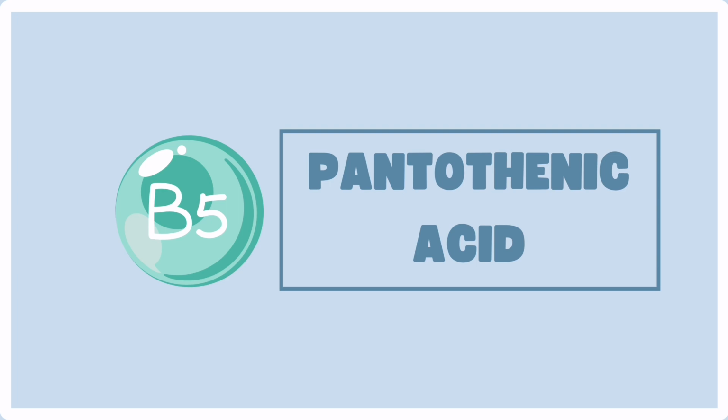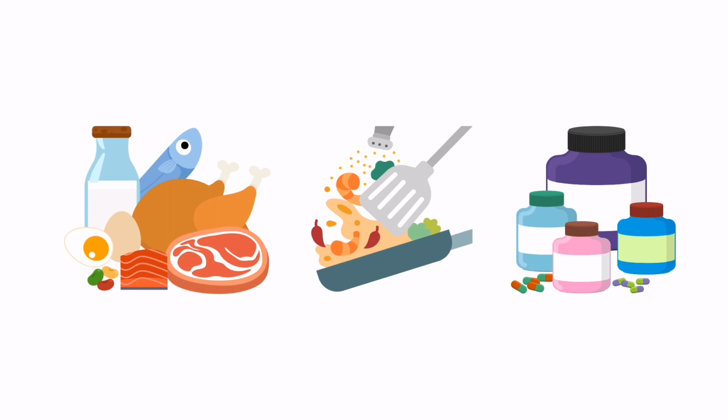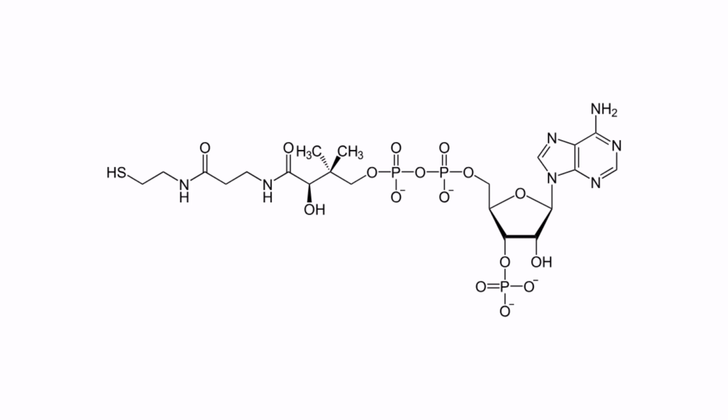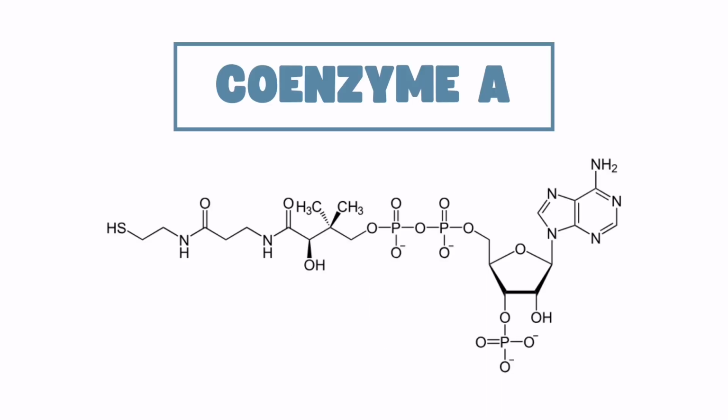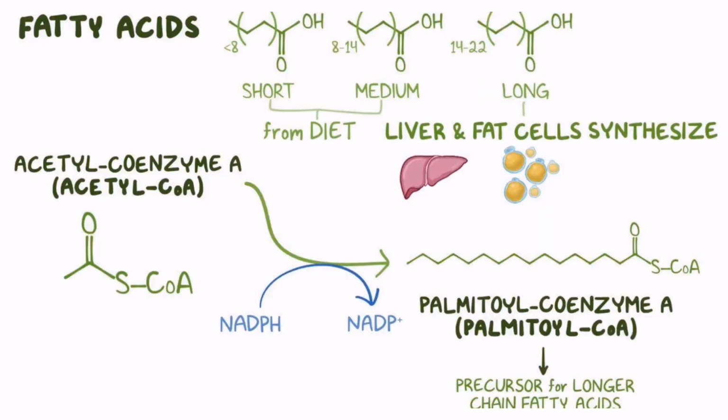Number 3, pantothenic acid. Pantothenic acid is an essential nutrient found naturally in some foods, added to others, and accessible as a dietary supplement. This water-soluble B vitamin is primarily involved in the formation of coenzyme A and acyl carrier protein. Pantothenic acid is a component of coenzyme A, which is essential for fatty acid synthesis and degradation. CoA is required for fatty acid activation before they enter the mitochondria for beta oxidation.